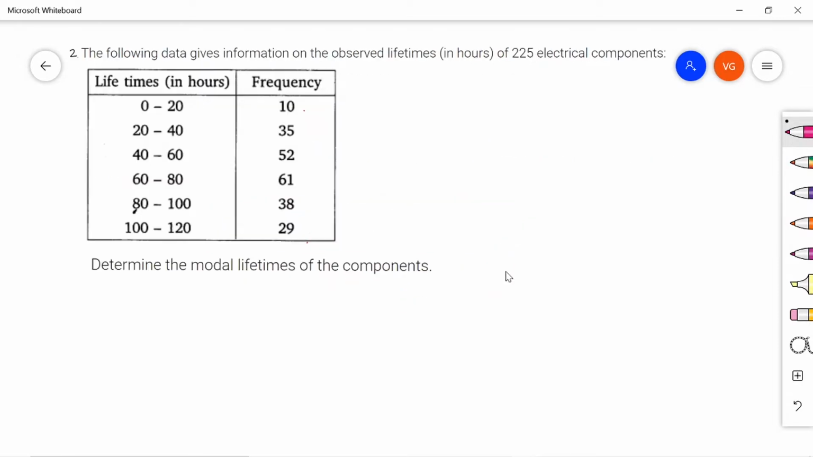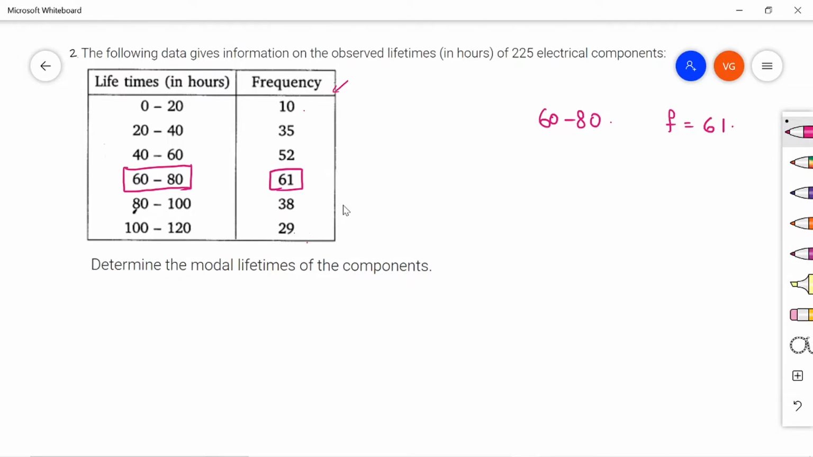The second question in the same exercise is: the following data gives information on the observed lifetimes of 225 electrical components. Determine the modal lifetime of the components. So this is the data they have given. We need to find the mode of the lifetime. So find where we are getting the maximum frequency out of the given frequency list. So 61 is the maximum frequency. The corresponding class is the modal class. So 60 to 80 is the modal class and the corresponding frequency is 61.